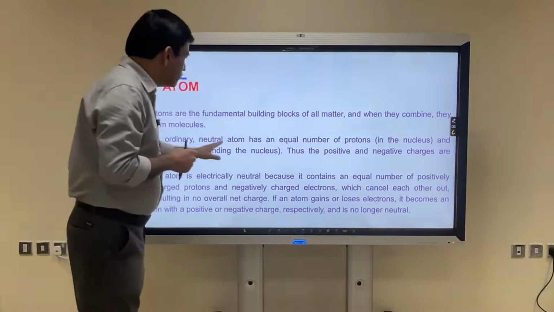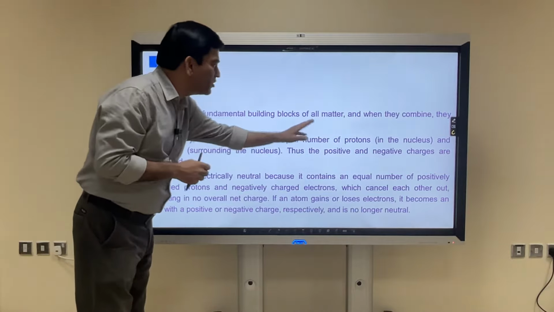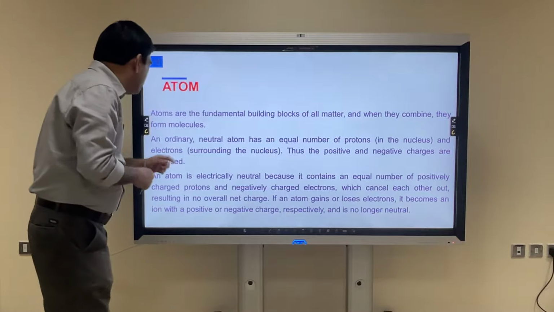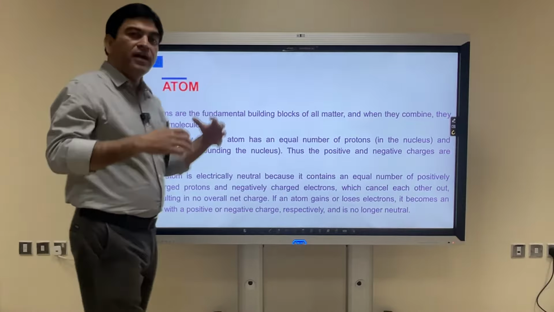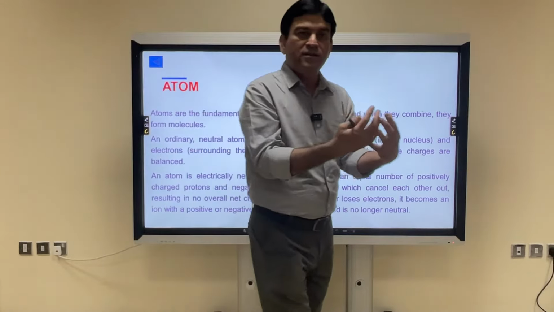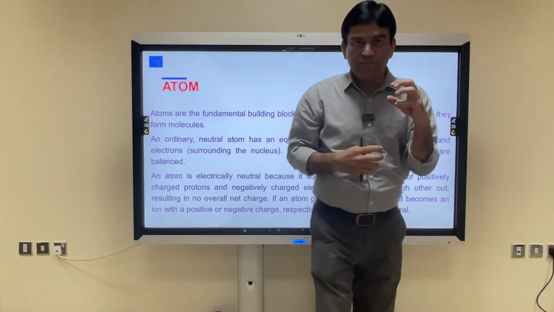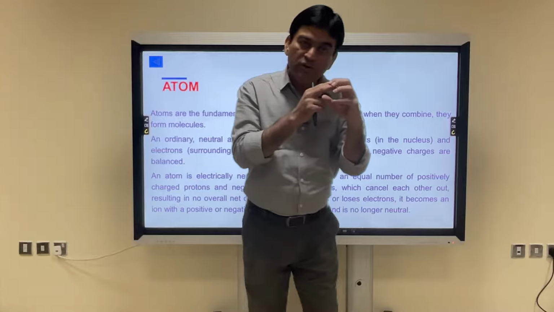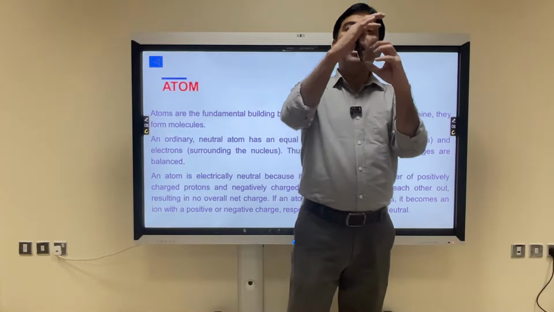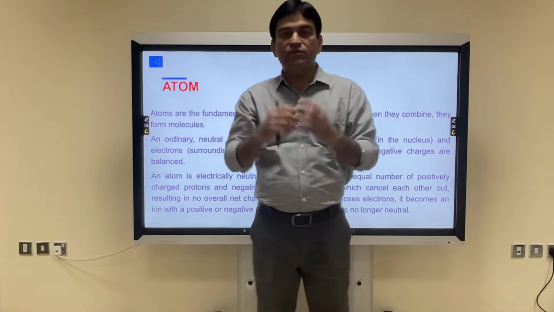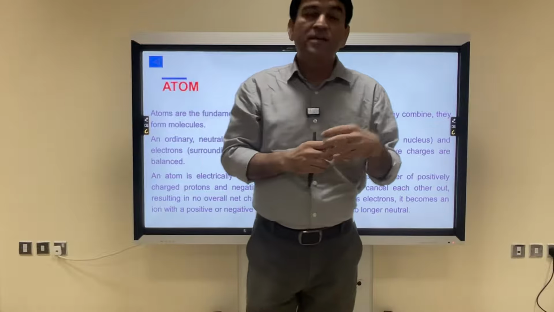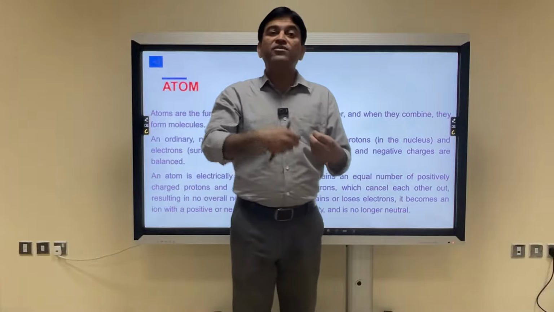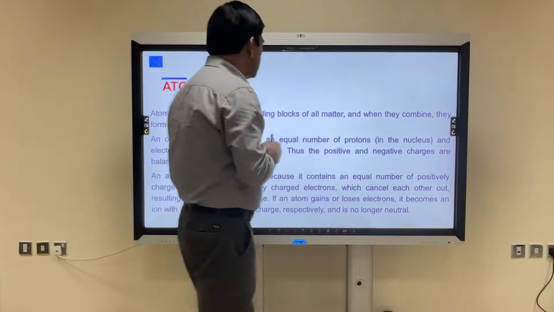So atoms are neutral. They have an equal number of protons, and protons are found in the nucleus, and they have an equal number of electrons, and they are in a cloud of electrons. So at the center of an atom, what do you have? You have a nucleus, and the nucleus contains protons and neutrons, and outside you have a cloud of electrons. So an atom is electrically neutral. Why? Because it has the same number of positive and negative charges.